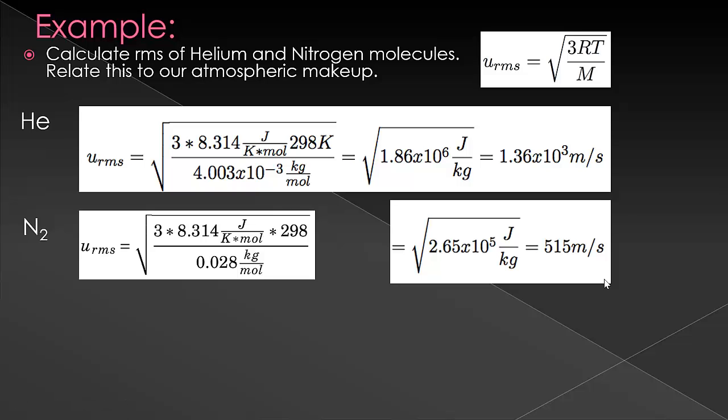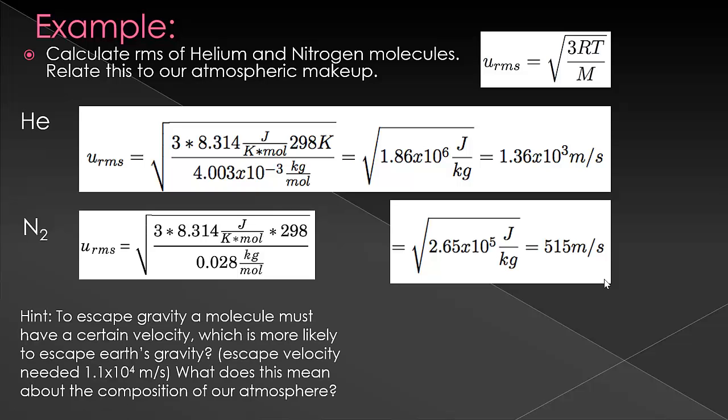Now let's think about this last part. We maybe know, maybe don't know that our atmosphere is mostly made up of nitrogen as compared to a very, very small amount of helium. So why does that make sense according to this? Well, we look at these speeds and we can see that helium is way faster. Now, to escape gravity in our atmosphere and all the things that are holding atoms on Earth, there has to be a certain velocity. Which of these two are more likely to have that escape velocity, given any particular temperature?